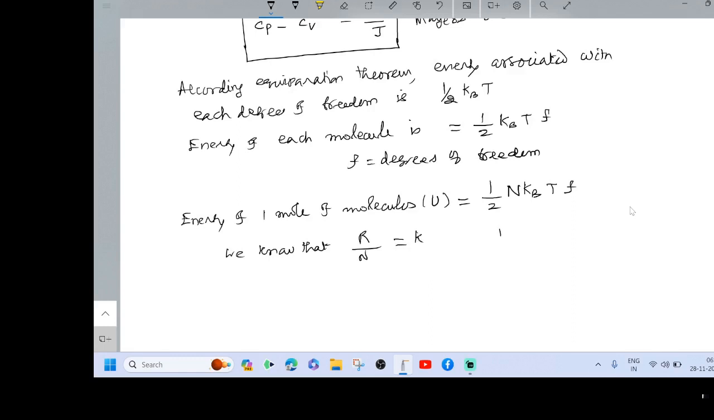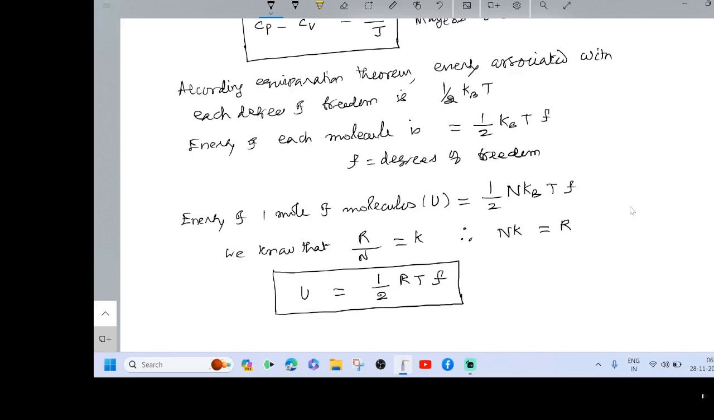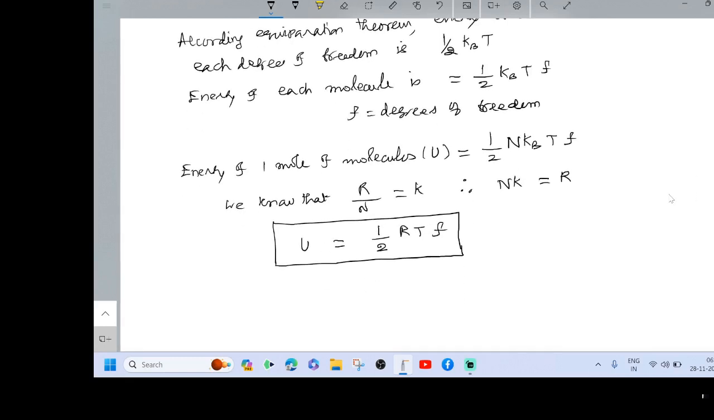Therefore, n into k equals R. Now, the energy of 1 mole of molecules, U, equals half into, instead of n into this kB, we have to put R. R T into F. This is a general formula for the energy of 1 mole of molecules: U equals 1 by 2 RT into F.